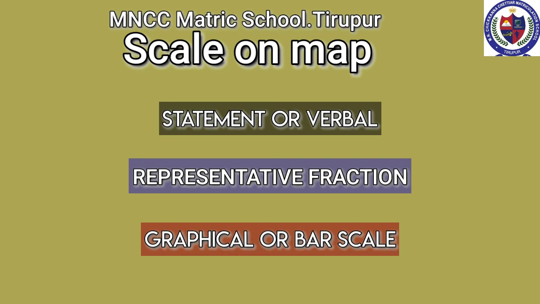Simple statement scale has the following characteristic. If the numerator is in centimeters, the denominator will be in meters or kilometers. If the numerator is in inches, the denominator will be in miles.